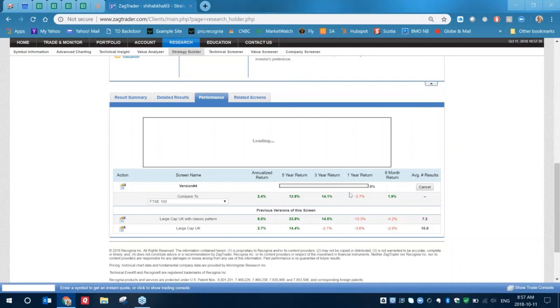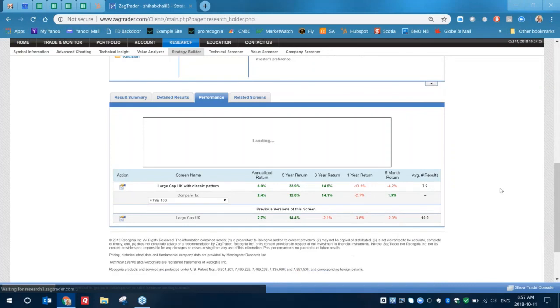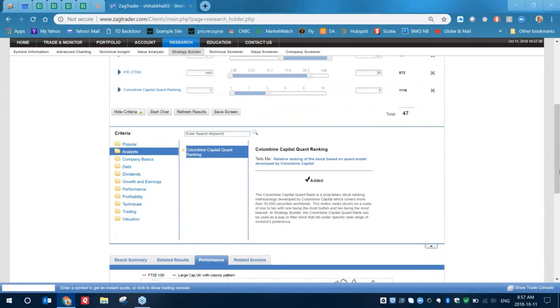In any case, hopefully I've given you an idea of some of the things that are available to you in Strategy Builder and how you can actually use them. So the last thing I'd like to do is just show you that I can save this now. So I'm going to save my strategy, and I'm going to call this Large Cap UK Strategy.